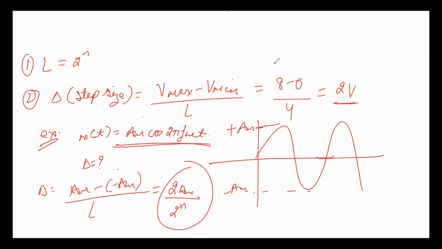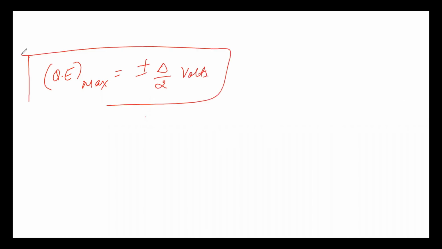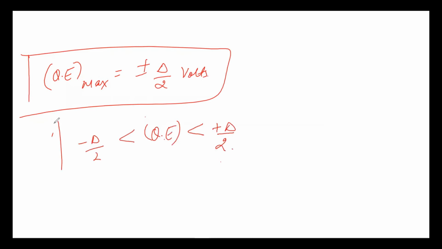So one very important point, the quantization error. My maximum quantization error will be plus minus delta by 2 volt. So this is a very important formula. Quantization error maximum will be plus minus delta by 2, or you can write that the quantization error will oscillate between minus delta by 2 to plus delta by 2. Both are the same.